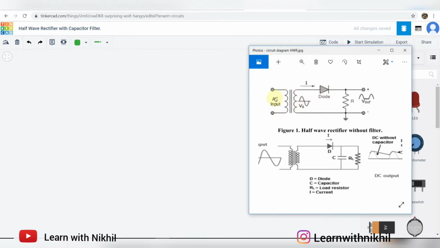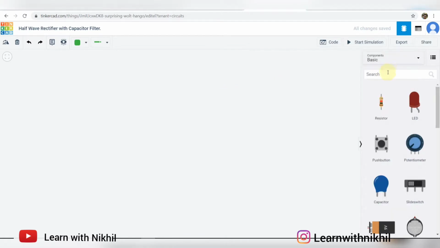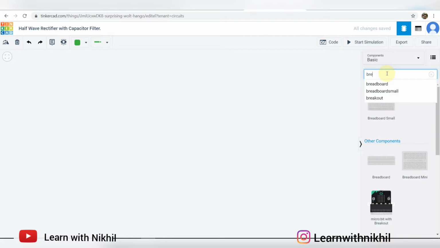So what all components will we require? You will require the AC input power supply. First, from the search option you can get the breadboard. So I'll get the breadboard.